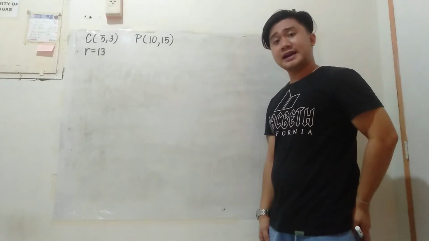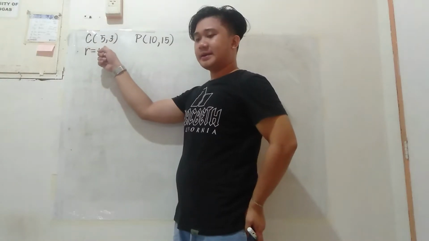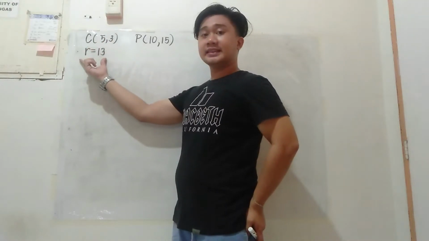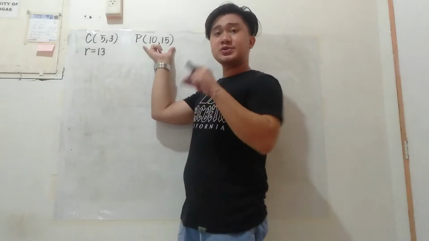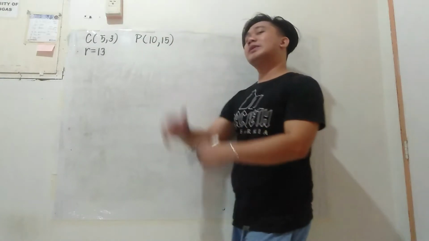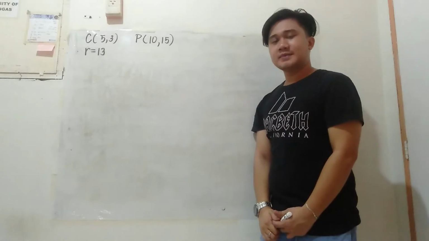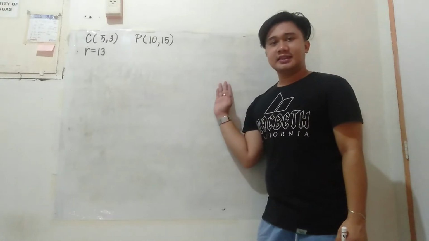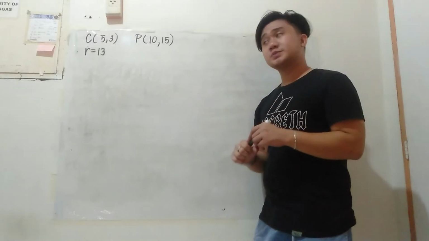Sabi dun sa problem, guys, meron ka daw circle na ang center ay nasa 5, 3 at ang radius ay 13. At doon daw sa point 10, 15, kung saan dumadaan yung circle, ay may dumaan dong tangent line. At hanapin daw natin ang equation ng tangent line na iyon. Okay? So, let me do this in differential calculus way.